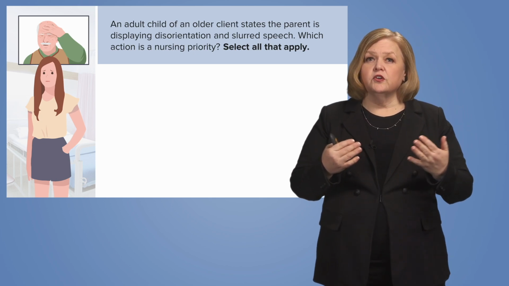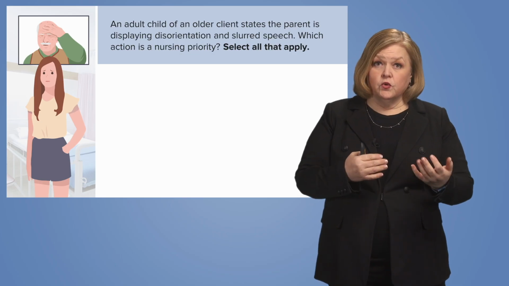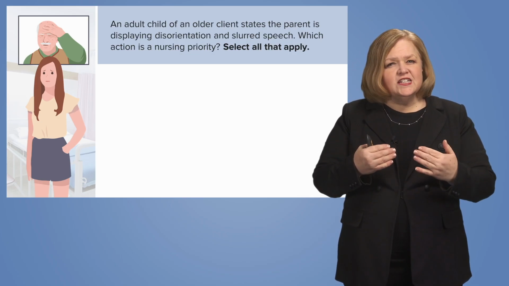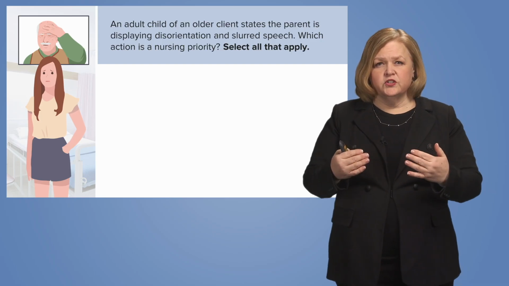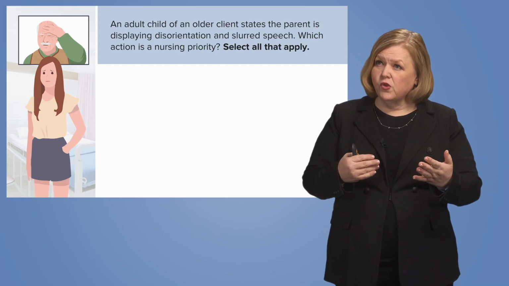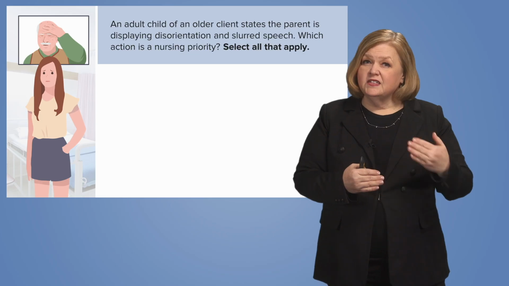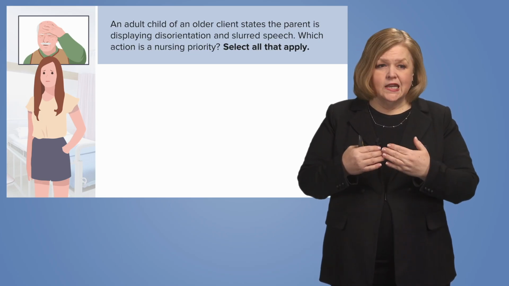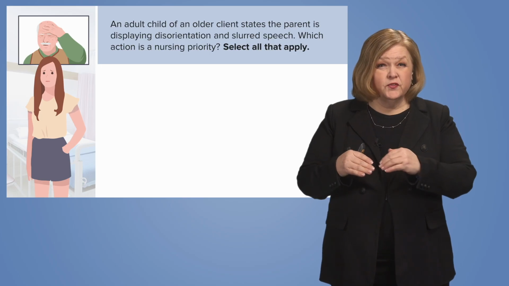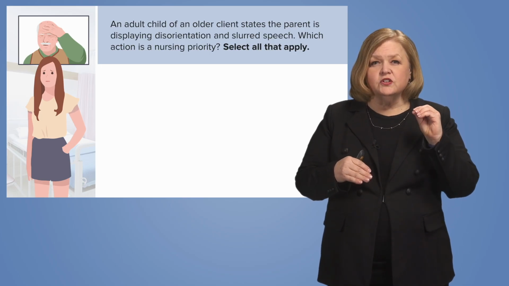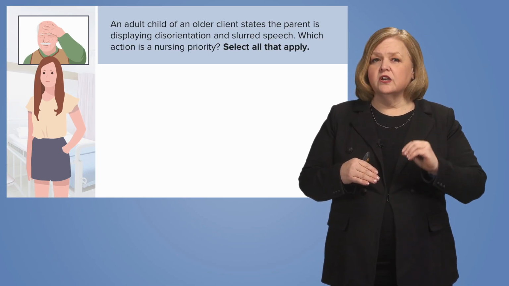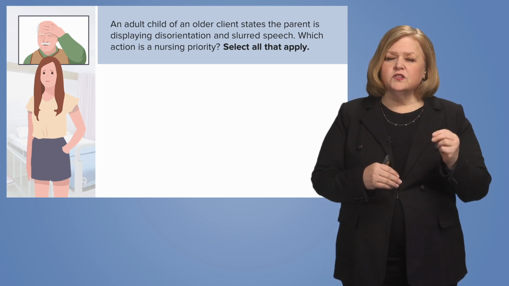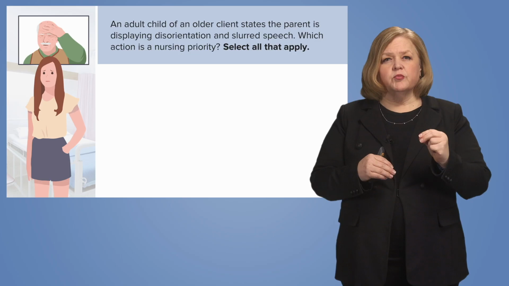Now, those terms are considered assessments. We assess whether you're oriented or not. We listen to your speech and see if it's clear. So anytime you see an assessment in a question, you ask yourself, is that normal or abnormal? Disorientation is not normal. Slurred speech, not normal. And we know it's not normal for this client because the adult child told us they have just started displaying these two assessments. So now it's asking us, which action is a nursing priority?